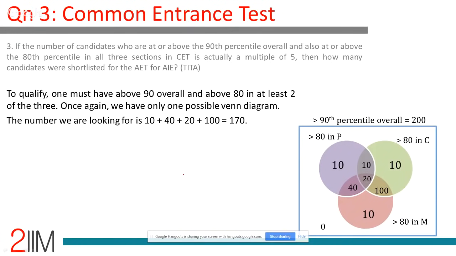If the number of candidates who are at or above the 90th percentile overall and also at or above the 80th percentile in all three sections in CET is actually a multiple of 5, once again, it's taken as that Venn diagram where the middle number is 20. Then how many candidates were shortlisted for the AET by AIE? AET for AIE, not for BIE, for AIE. AIE condition is more than 90th percentile overall and at least two of the three. So in this diagram, we'll count this, this, this, and this. So 150 plus 20, 170 get shortlisted to write the AET. These 10, 10, 10 cannot write the AET because they have not satisfied the second criteria, which is that you should have got at least more than 80th percentile in at least two of the three, P, C, and M.